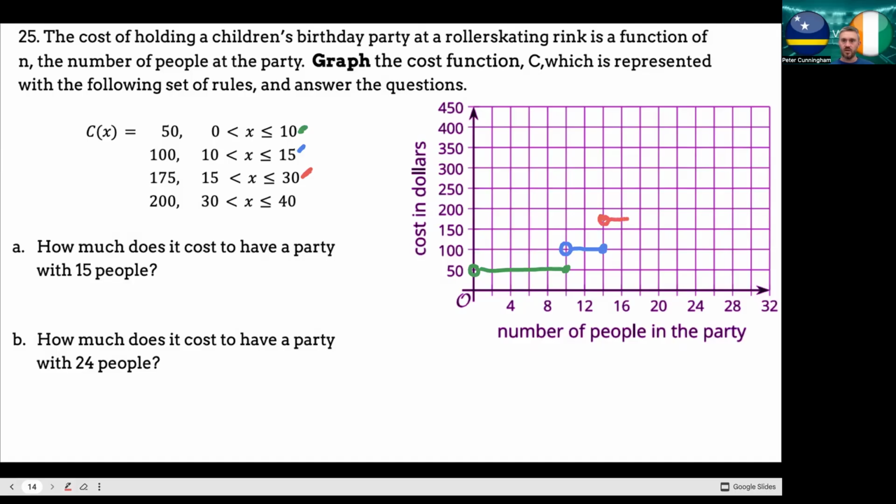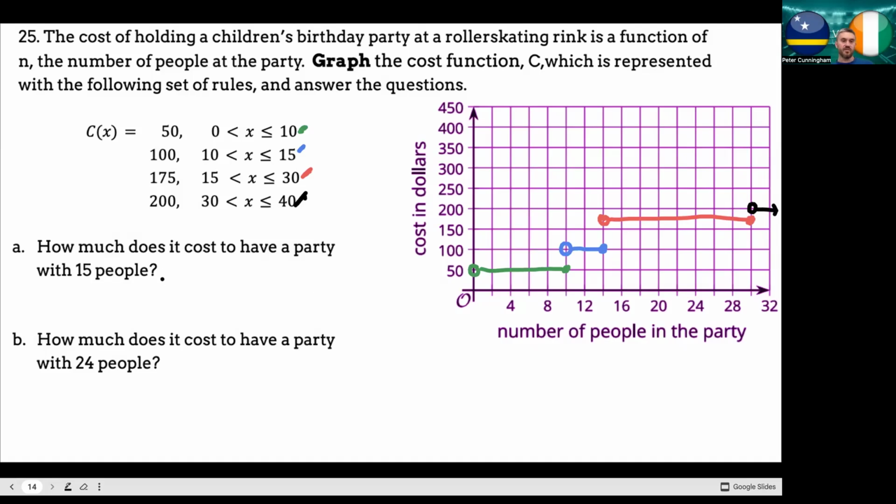And that goes all the way to 30, where we have a closed circle. And then this graph doesn't go all the way to 40, but that's okay. We can just say we can hop up to 200 right here. And it's going to go on. Well, maybe I'll draw an arrow to say it's going to go on until 40. 40 is the most people you can have at this party.